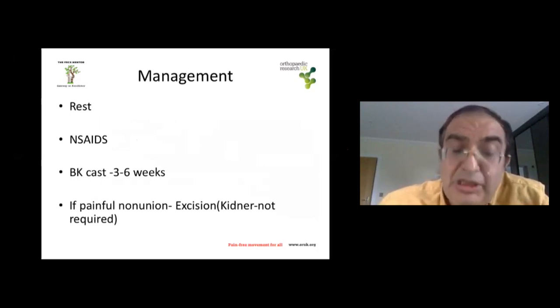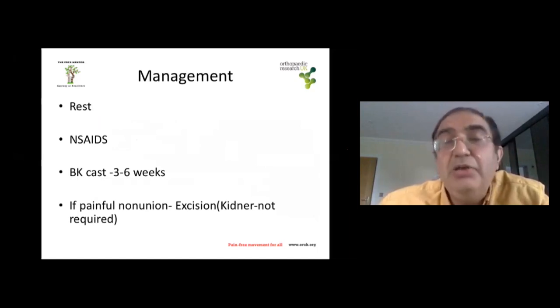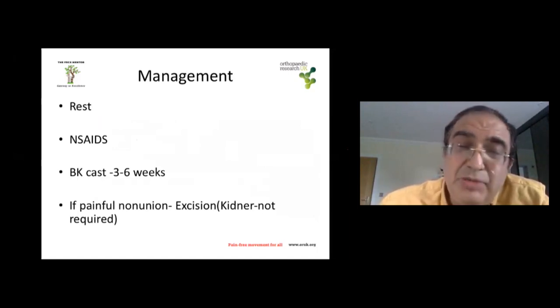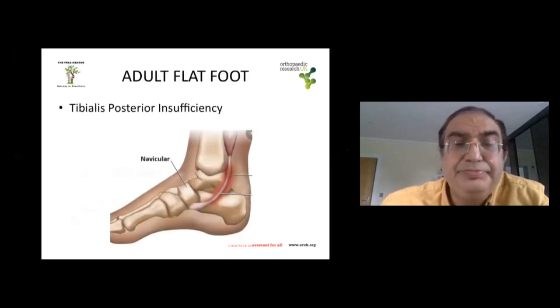NSAIDs, below knee cast, and if a painful non-union, especially in the type 2, then you can do an excision. When you do an excision, you basically split the tip post and excise it. Don't advance the tip post, which is called the Kinder's procedure. Now, we don't need to do the Kinder's procedure. All we need to do is just excise it.